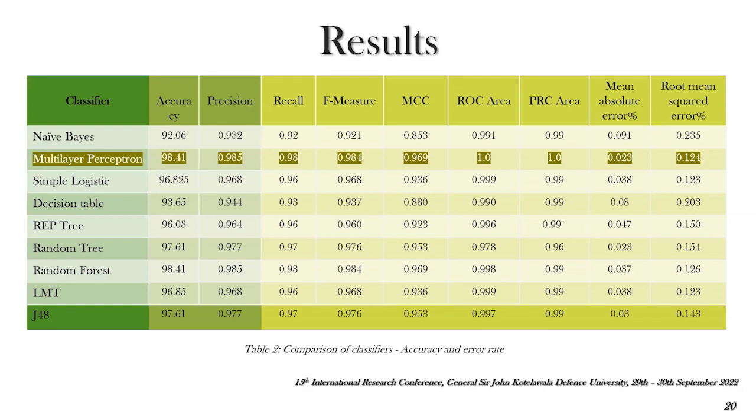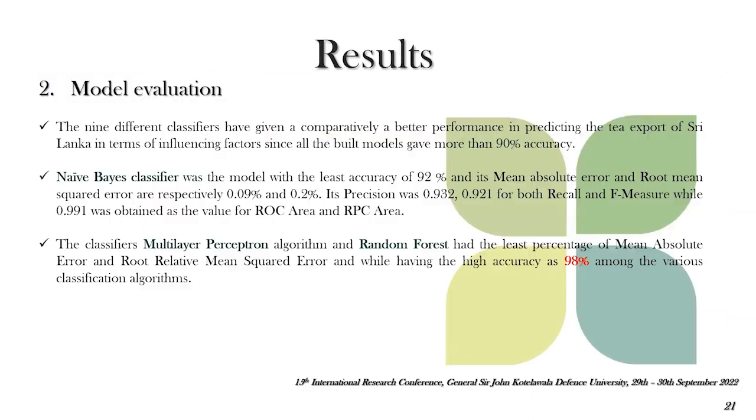As you all can see, the multilayer perceptron and random forest gave the same accuracy of 98.41%, but when we consider the mean absolute error, the multilayer perceptron gave the least error rate, and naive Bayes gave the least accuracy. But overall, the performance of all the classifiers was more than 90%. By considering the error rate, it was declared that the multilayer perceptron is the best high-accuracy model to predict the tea export.